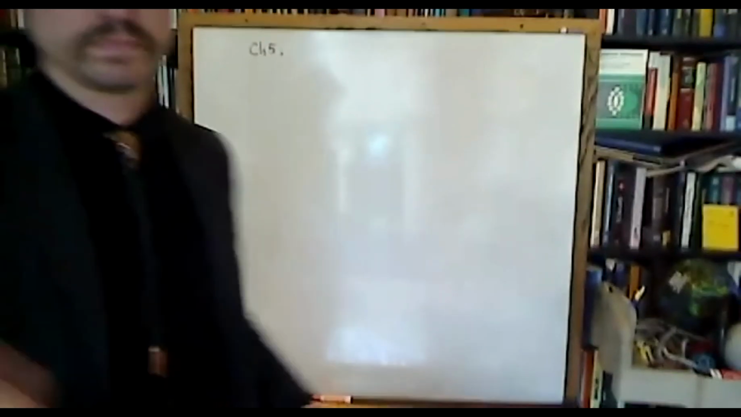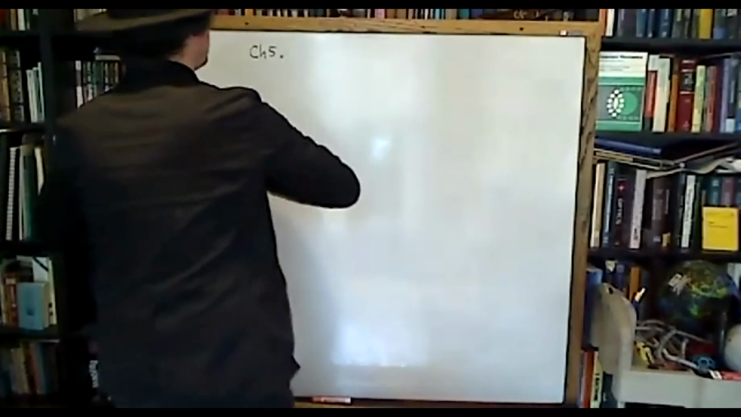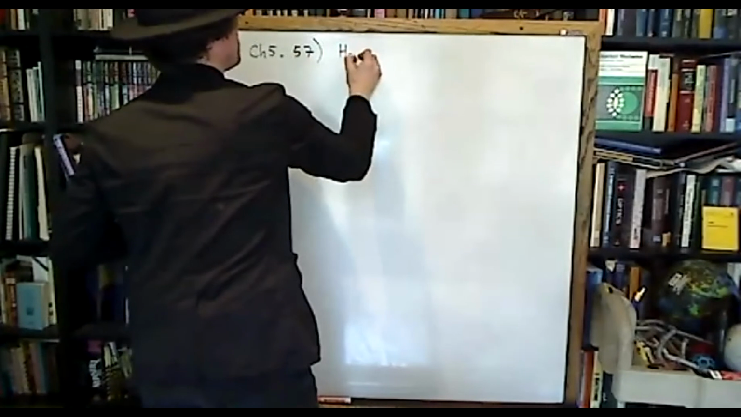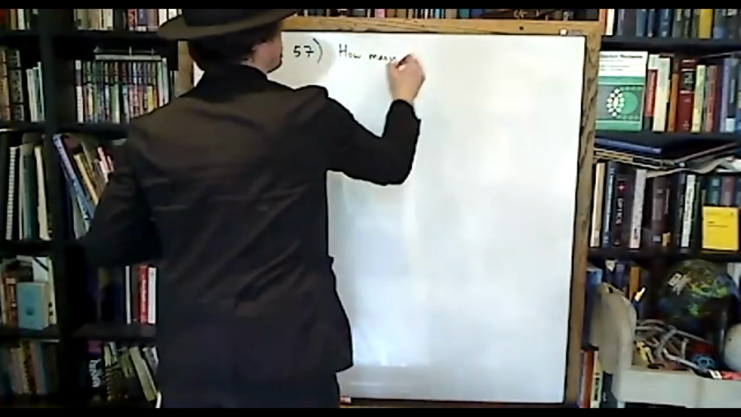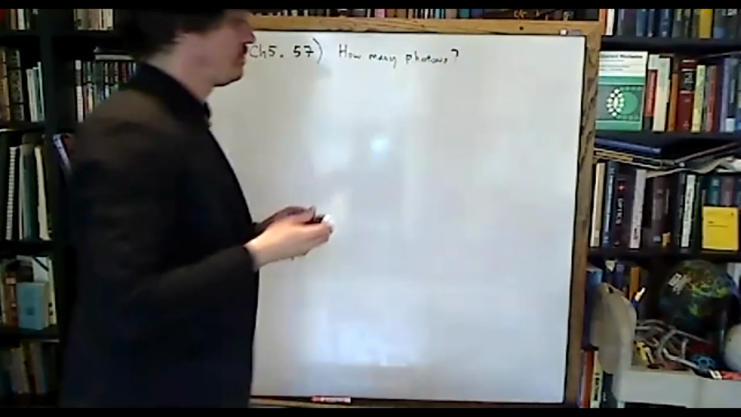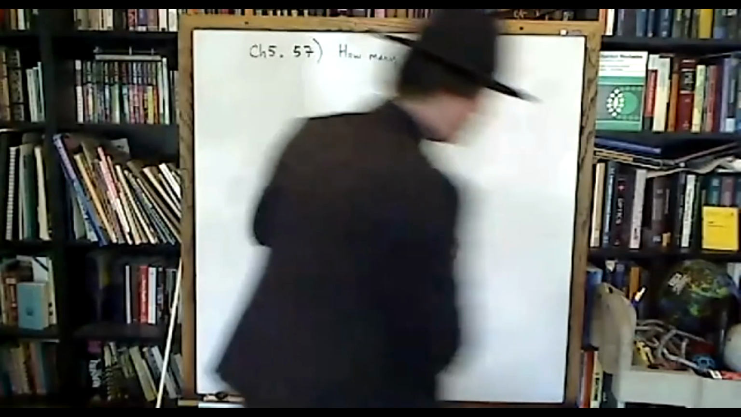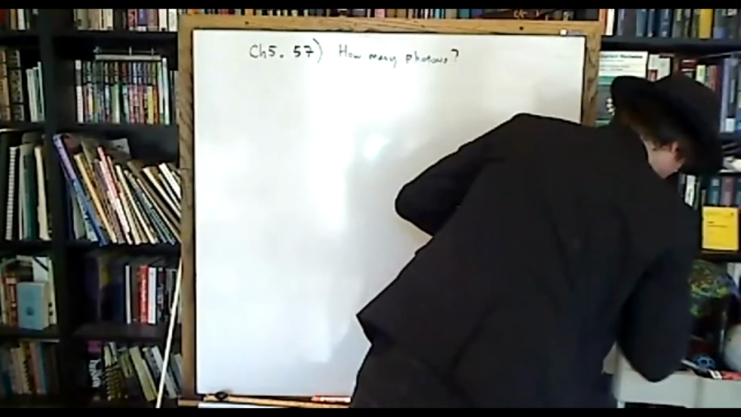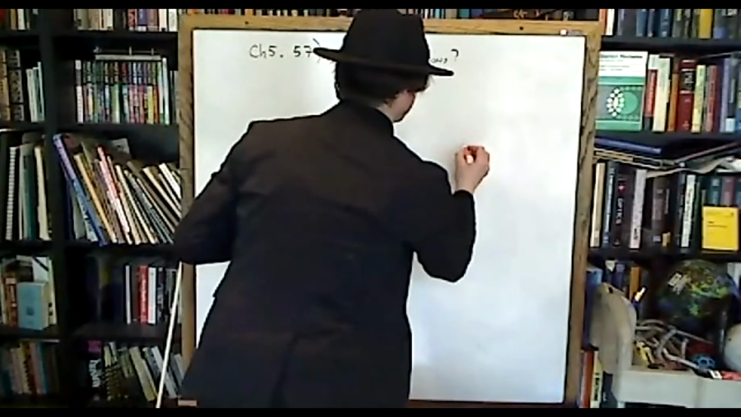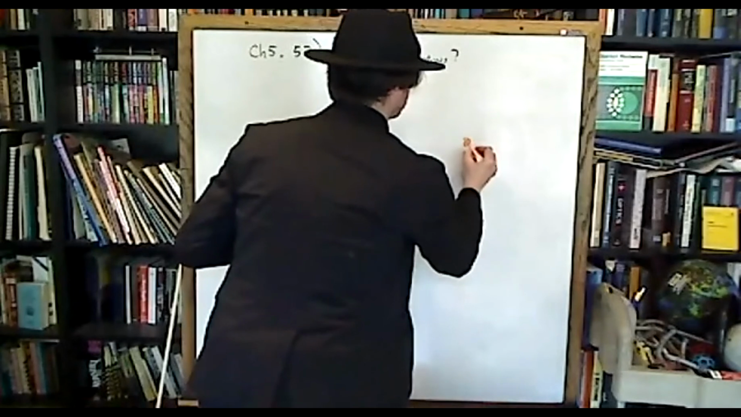All right, what's our last problem? 57. What does that say? How many photons? Photons, yep. Suppose that all the energy from a 100-watt light bulb came in the form of photons with wavelength 600 nm.